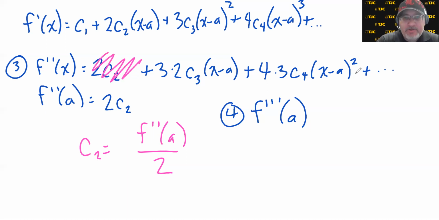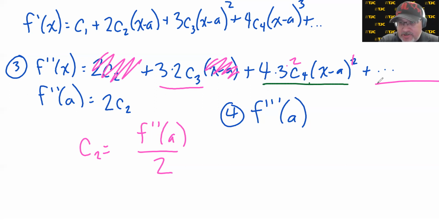This guy would disappear when we take its derivative. The derivative of the next term would be that times 1, so we would get that. The derivative of the next term we would bring down times 2, this would get lowered to 1, and then we would have all the stuff at the end. So what would be left when we put in a? Well, everything starting here would disappear when x is equal to a. The only thing that wouldn't is this guy, and so we would get 3 times 2 times C3.